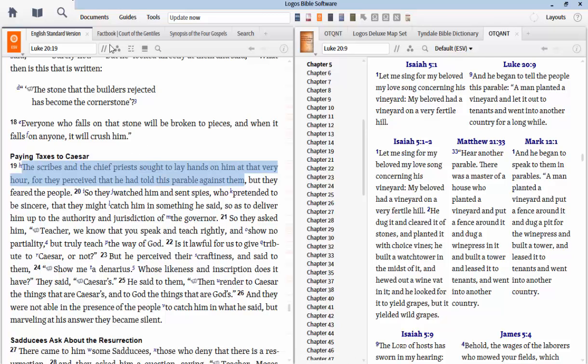So Jesus is here taking a parable from Isaiah 5 and adding some details to it. He's adding some facts about the tenants. The leaders of Israel are bad, and he gives them some critique.